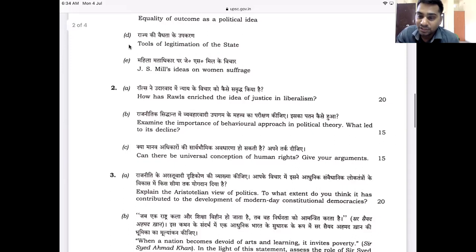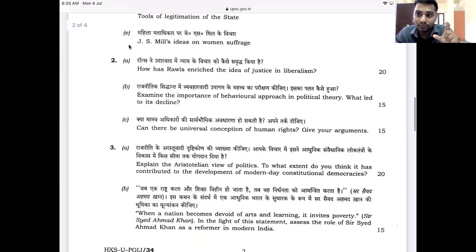Can there be a universal conception of human rights? This is about the rights concept. This is the reason you should know your syllabus in your brain. That is the reason I asked you to at least remember or analyze the syllabus in the way I said, so that the moment you see the question, you will be able to link it. Okay, this is related to this particular component of the syllabus.